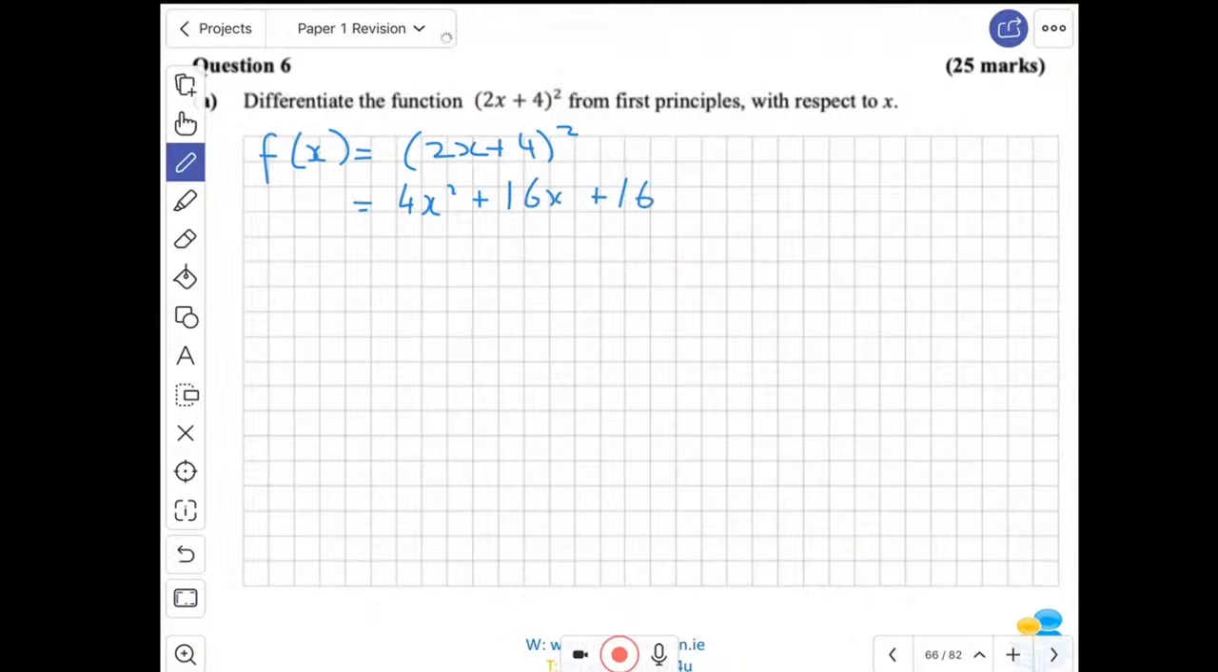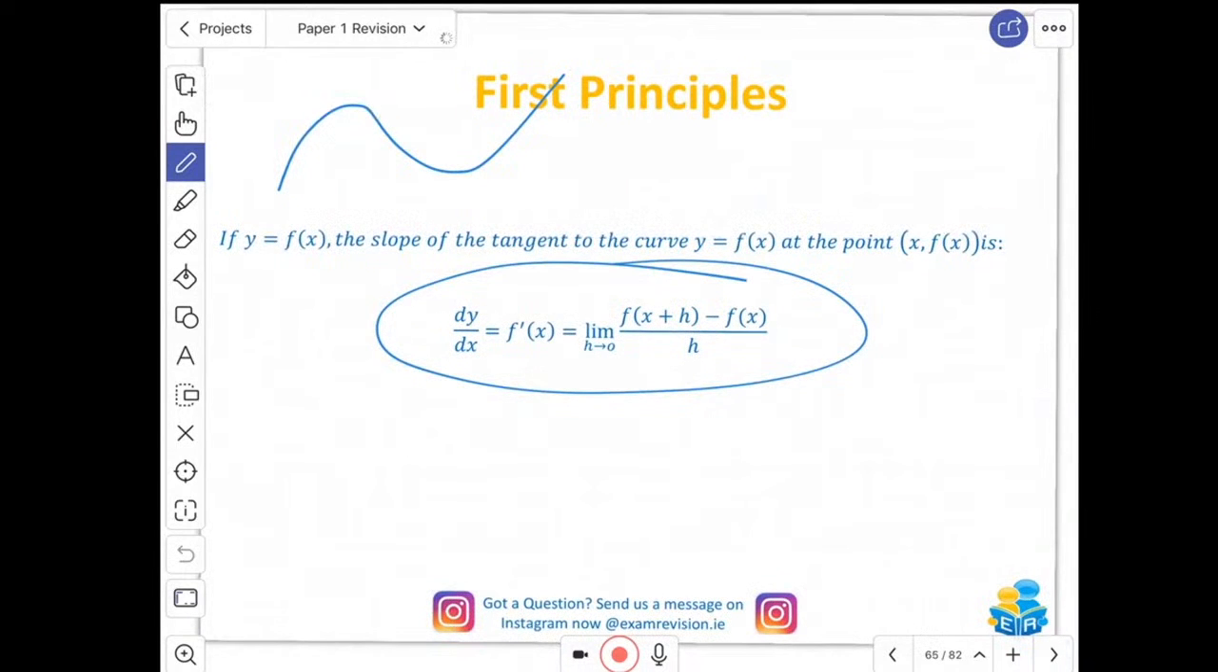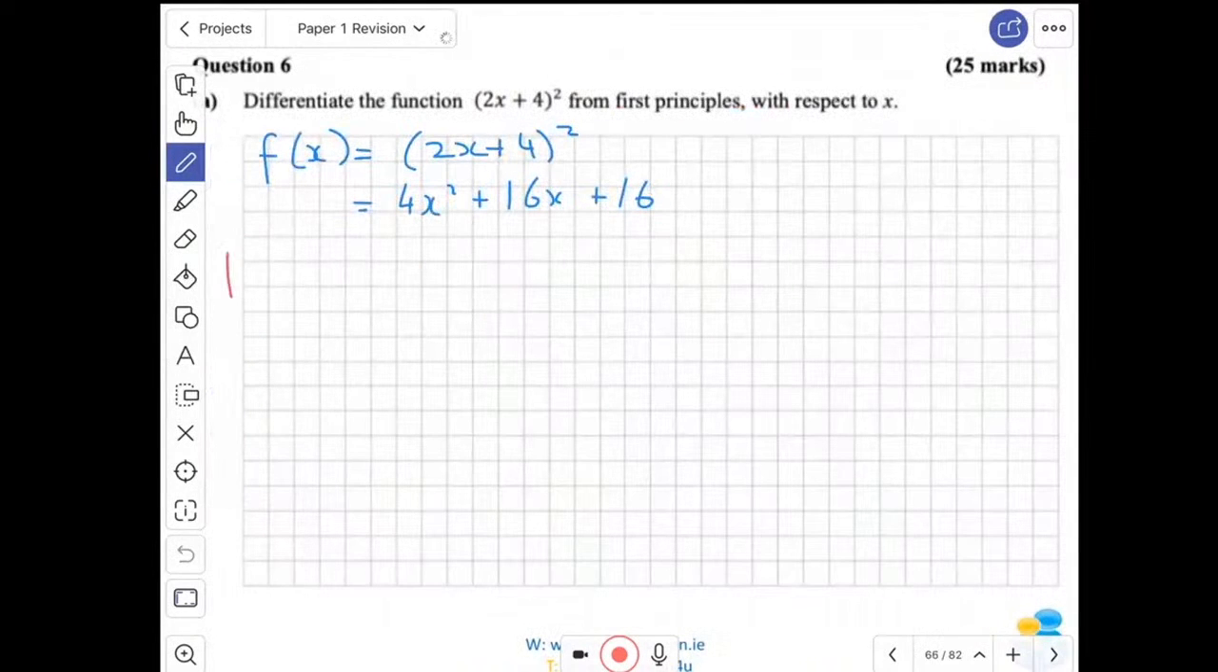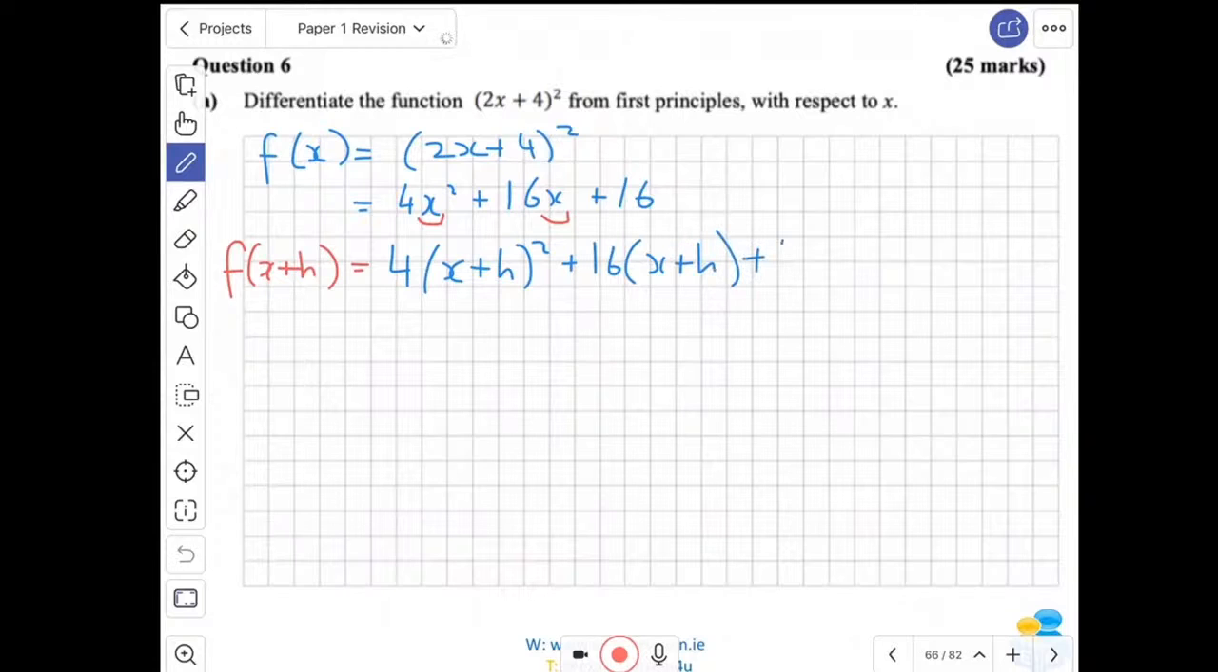Step 1. Step 2. And again, if you go back here, I'm not going to write it out now because I just have it on this slide. This needs to be in your head, the different steps. So I'm going to start off by doing this bit here. Down the left-hand side of my page, I'm going to write f(x + h). And here, wherever I see x, I'm going to put x + h in. So it's going to be 4(x + h)² + 16(x + h) + 16.